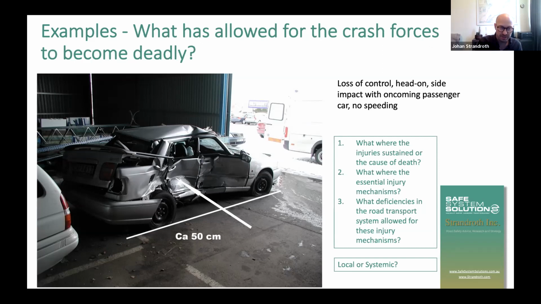Is it local or systemic? Well, that's a pretty easy one. We have this happening all over the place, and it's not new knowledge either. This would be the absolute most common scenario on winter roads in Sweden. It's a bit slippery. People start to lose control on a slippery road, experience the side impacts in a head-on crash, and that's a fatality. It's been our most common crash type for a long time.